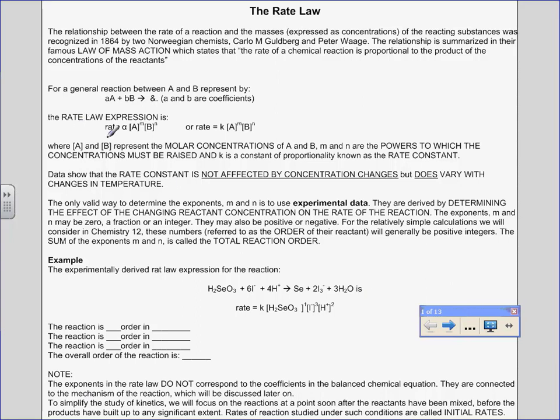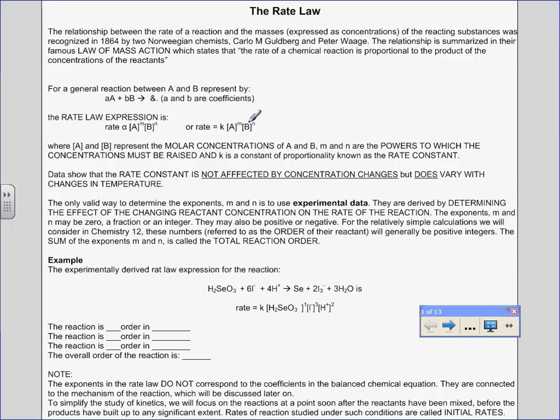We know that the rate is proportional to the concentration of the reactants in a reaction. So for example, in this reaction A plus B going to some products, we know that the rate is going to be proportional to the concentrations of A and B. We know that it's proportional, so if we want to change that into an equation, we need to introduce a constant. And the constant that we're going to use in our rate law is lowercase k. It's called the rate constant.